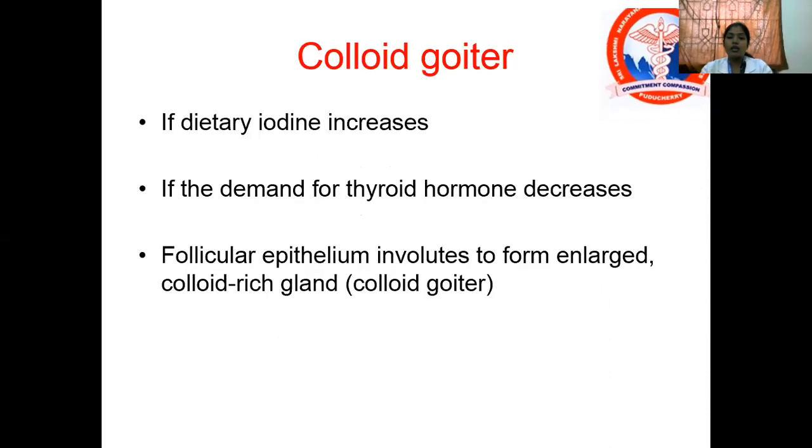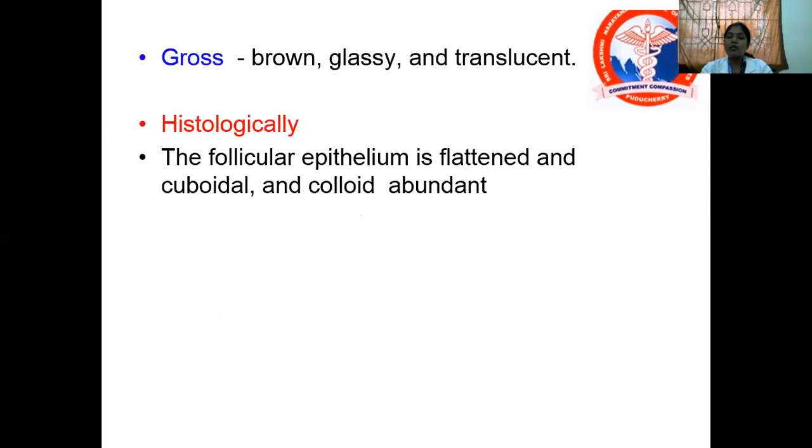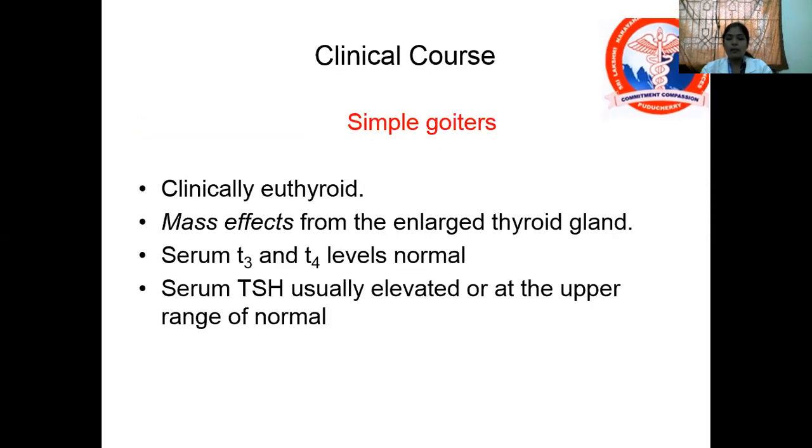What is colloid goiter? If the dietary iodine deficiency increases, and the demand for thyroid hormone decreases, the follicular epithelium involutes to form an enlarged colloid-rich gland. So grossly, you will see brown, glassy, translucent, colloid-filled areas in the thyroid. And histologically, the follicular epithelium is flattened and cuboidal and colloid is abundant inside it.